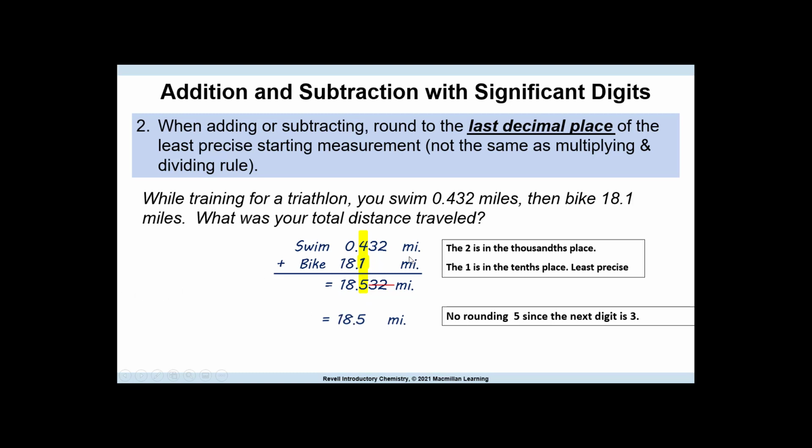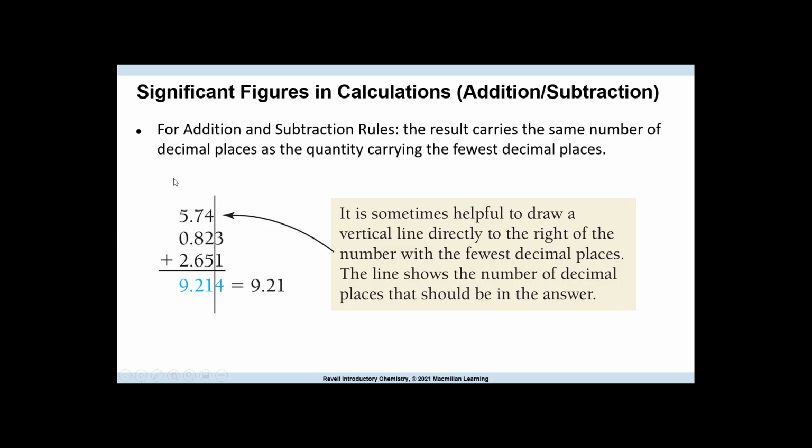653,182.1. That's what you would have. It's where the placement of the digits on this side of the decimal point. All right. So this is the same, giving you an example of drawing a line.